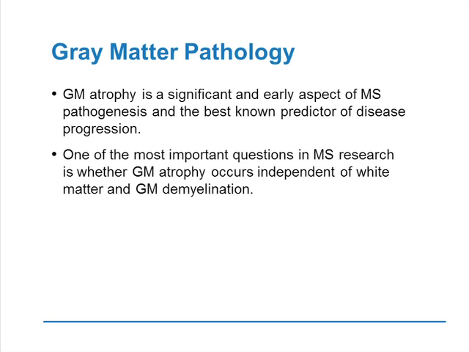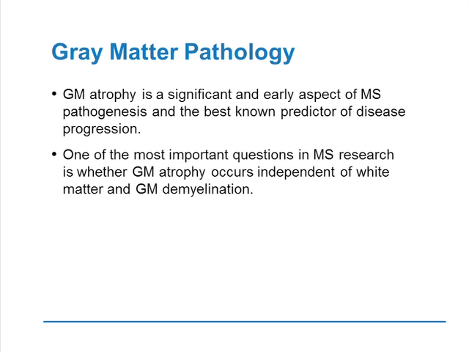So, gray matter pathology. Let me just make a few comments about that, in that gray matter atrophy is a significant and early aspect of MS pathogenesis and one of the best known predictors of disease progression. So one of the most important questions in MS research, in my mind, is whether gray matter atrophy occurs independent of white matter and gray matter demyelination. We don't know the answer to that, but there are a few clues that I just want to mention.